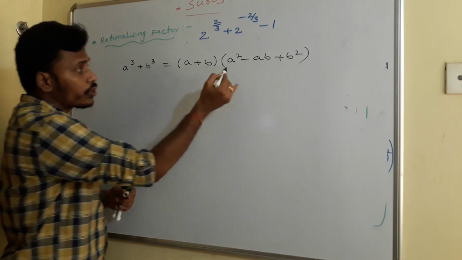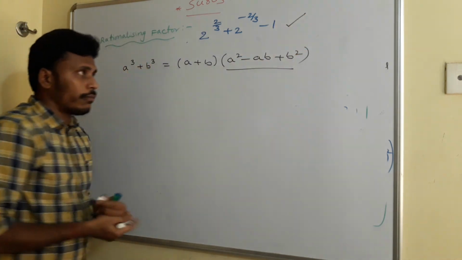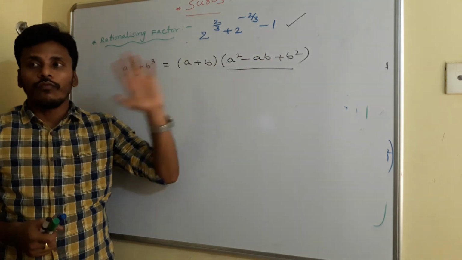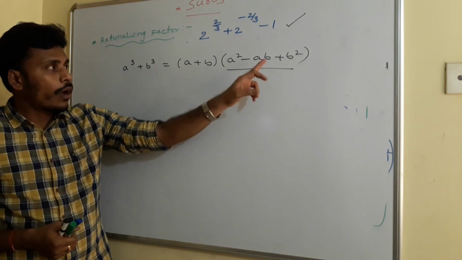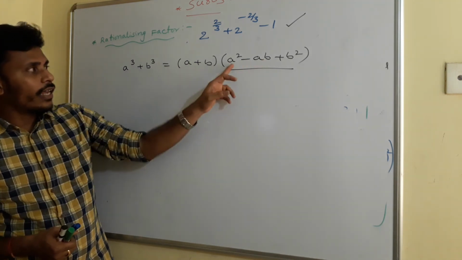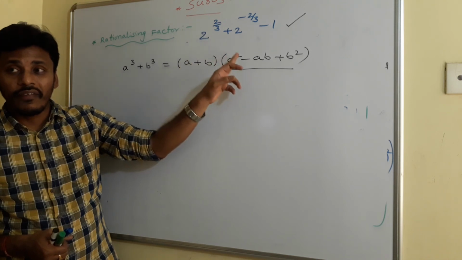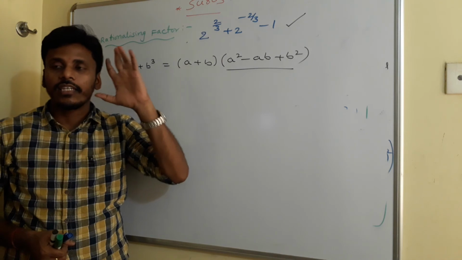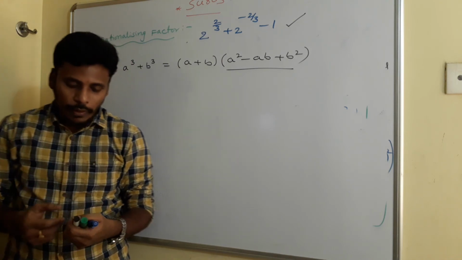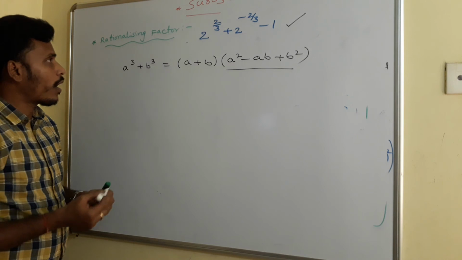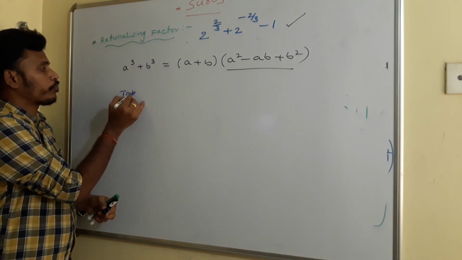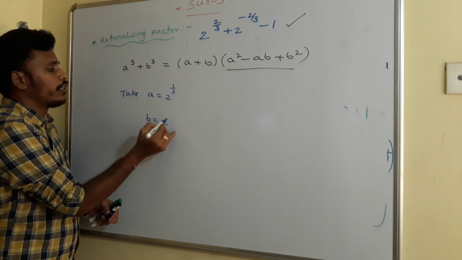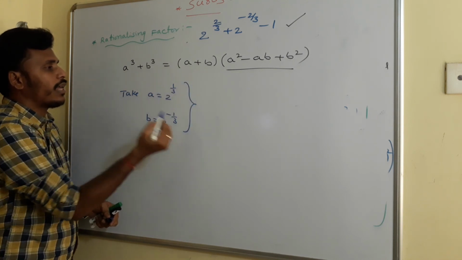Now if you look at this trinomial as well as this given problem, a square, b square, ab are involved, okay, and a minus sign is there. See, on comparison, a square is 2 power 2 by 3, so like that if you compare, you will get that a is equal to 2 power 1 by 3. See, on practice automatically you will get the way to do. So now what I am going to do is, you just take a is equal to 2 power 1 by 3 and b is equal to 2 power minus 1 by 3 in the above formula.